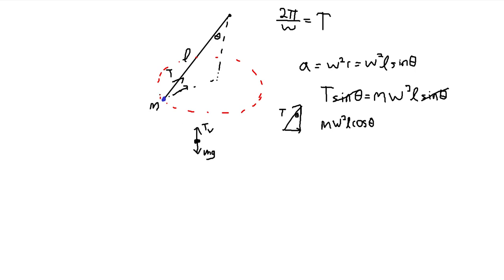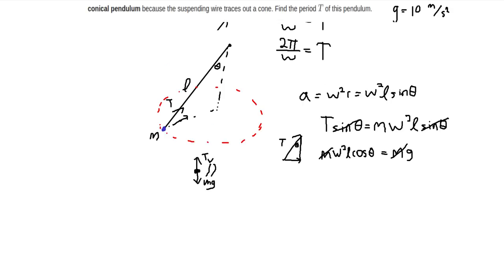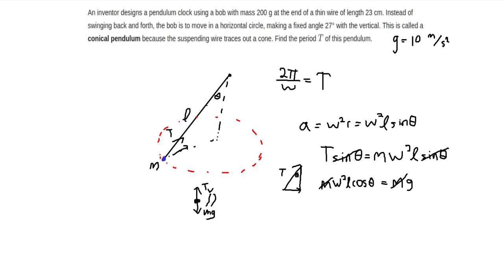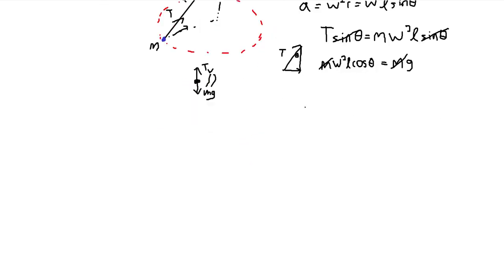Since this mass isn't traveling in the z direction, if we call this the xy plane, these forces must be equal to each other. So in other words, m omega squared L cosine theta, which is the vertical component of tension, is equal to m times g. And here our mass cancels out. Now we have all things that we know: we have g, L, and theta, and what we want is omega.